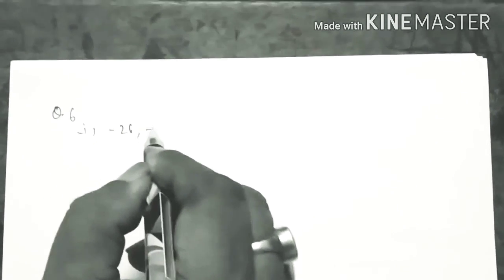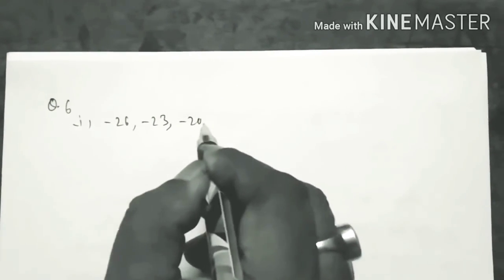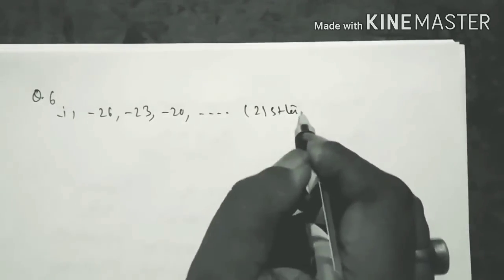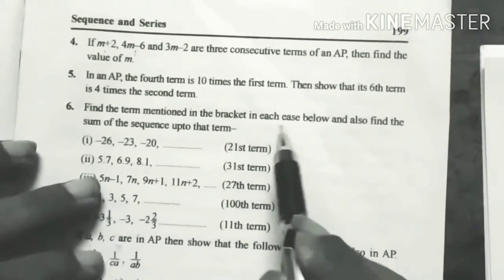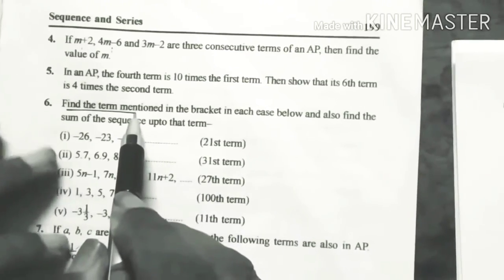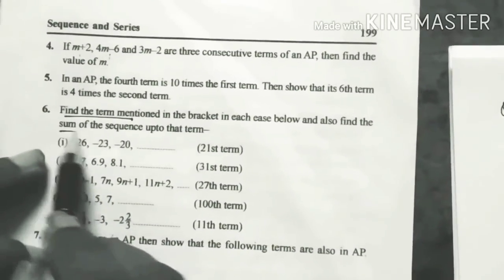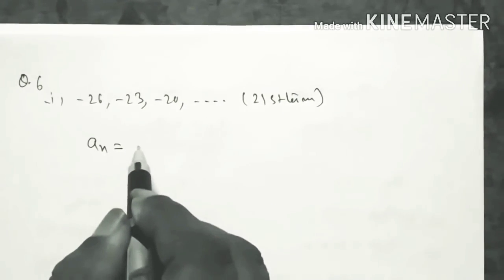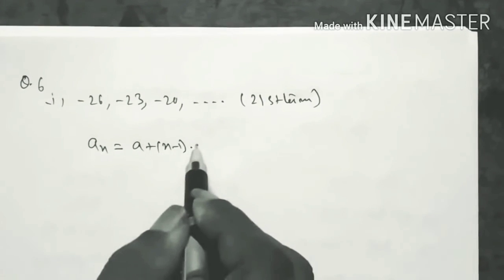Question number 6 first: minus 26, minus 23, minus 20, and so on up to the 21st term. Here two questions are given. In each case, find the term, this is the first question, and the second is the sum of the sequence. So to find the 21st term, we have to apply the formula of the nth term, that is a plus n minus 1 into d.